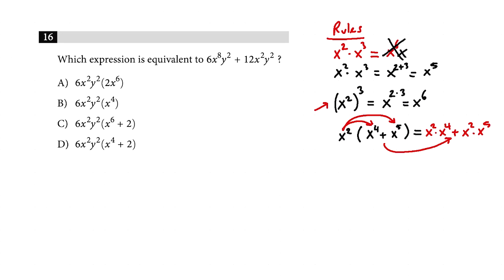Here it's going to be x to the 2 plus 4 plus x to the 2 plus 5. These are the exponents, powers. 2 plus 4 is 6, x to the 6th power, plus 2 plus 5 is 7, x to the 7th power. These are the common rules I would like to stress for this question.